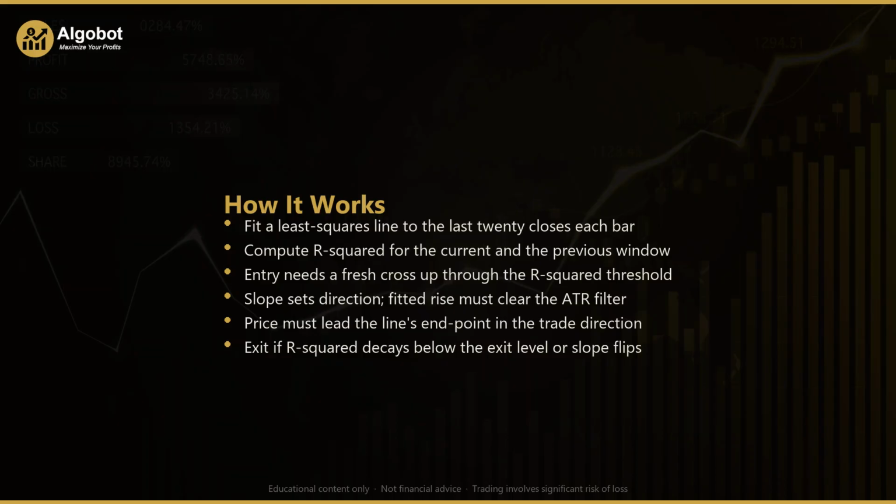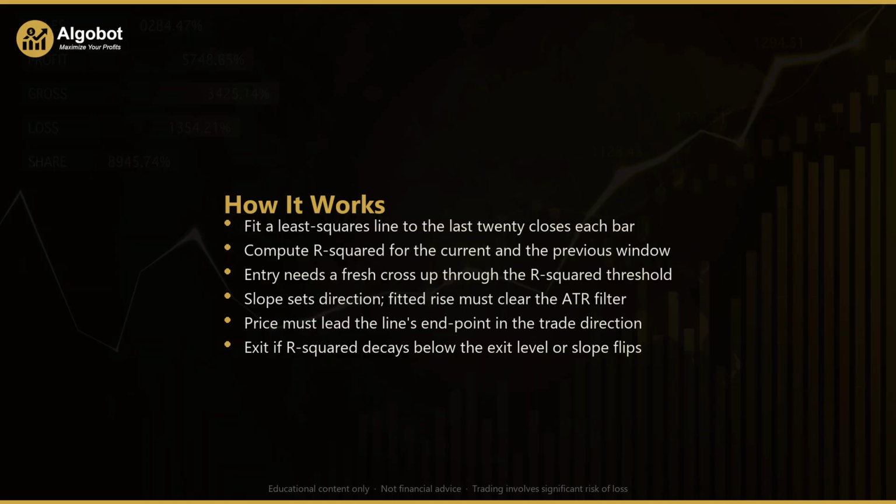On each newly closed bar, the EA fits an ordinary least squares line to the most recent 20 closes, and it does this twice. Once for the current window and once for the window that ended one bar earlier. From each fit, it reads 3 numbers: the slope, the R² value, and the endpoint, which is the fitted price at the newest bar. It also reads the average true range over 14 bars to gauge volatility.